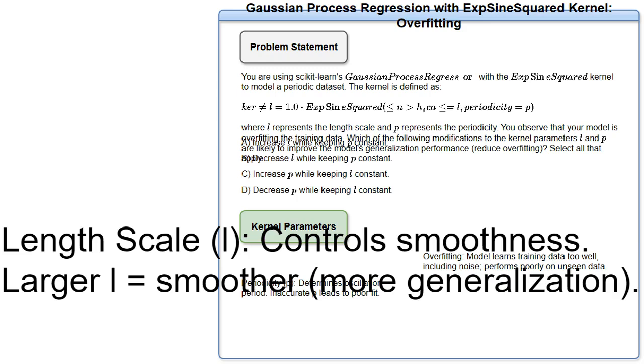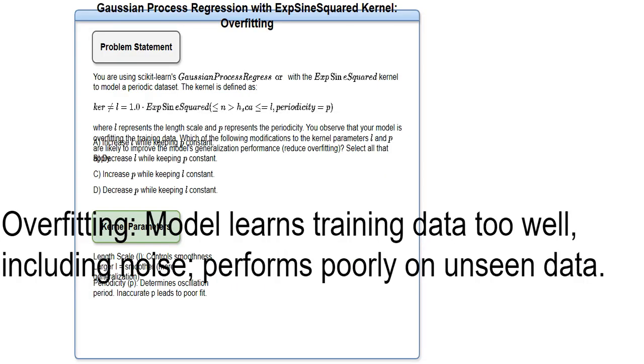Overfitting happens when the model is too complex and fits the training data too closely, including any noise. This results in poor performance on new, unseen data. The length scale, L, parameter dictates how smooth the function is. A larger L creates a smoother function which generalizes better. A small L creates a wiggly, overfitted function.